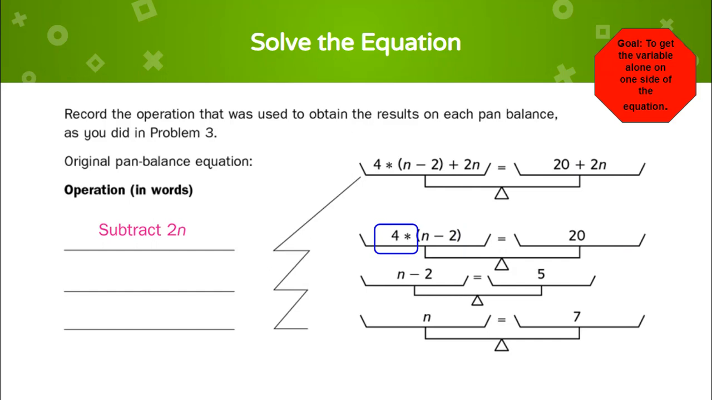Let's take a look at our second and third pan balances. In our second pan balance, I have a times 4 before my n plus 2. I don't have it in my third pan balance. And so I think that they use the inverse here to divide by 4. And that seems to be backed up because 20 divided by 4 equals 5.